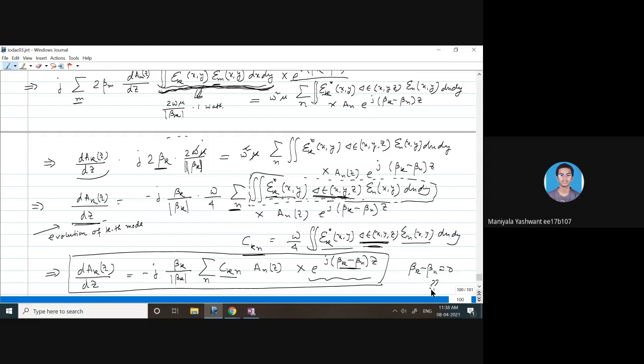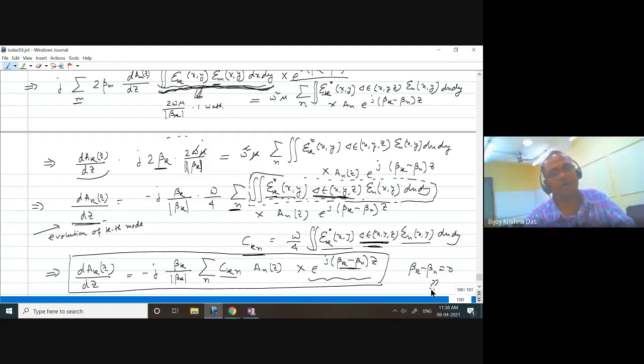Because if k equals n, then the right hand side may be 0. No, I'm saying that normally when you are solving waveguide modes, you are calculating the effective indices of non-degenerate modes. That means typically any two modes will not have the same propagation constant.